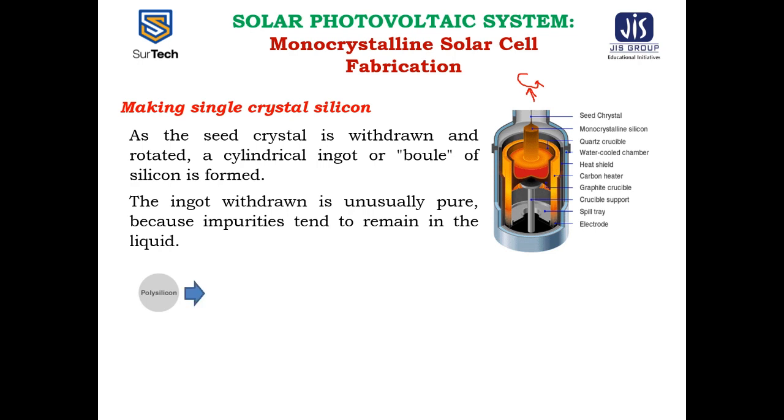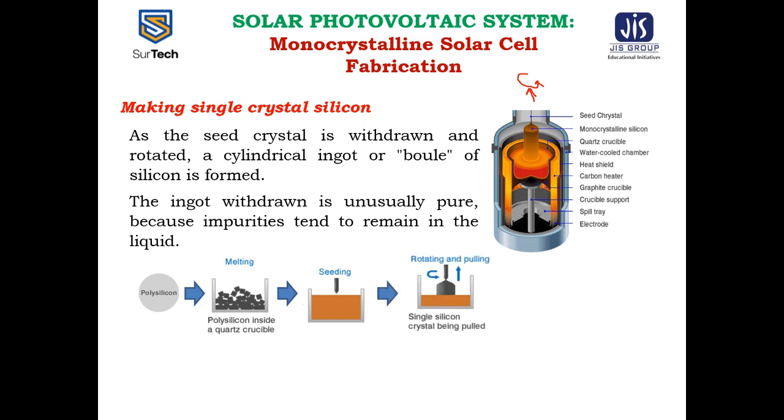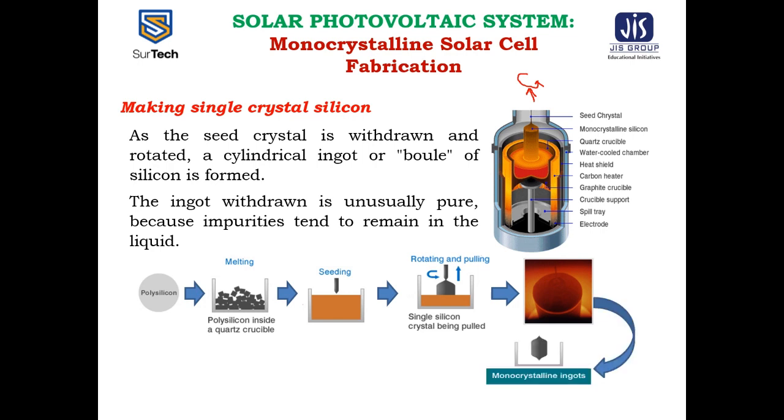So what are the steps? The polysilicon is melted in the crucible, then the seed crystal is dipped into the melted silicon, then rotating and pulling the seed crystal, then we will get the cylindrical type ingot. Then we will get the monocrystalline cylindrical type ingots. After that we will finally get this type of cylindrical ingots.